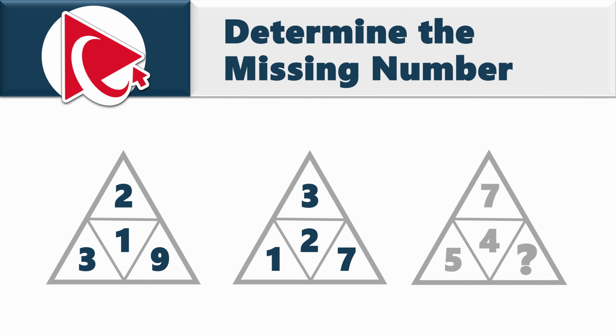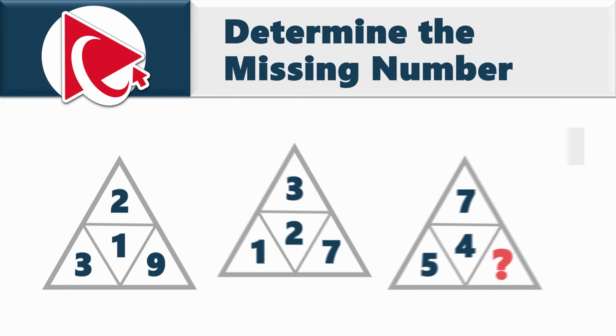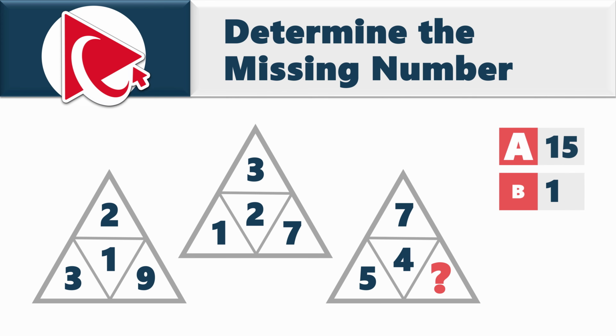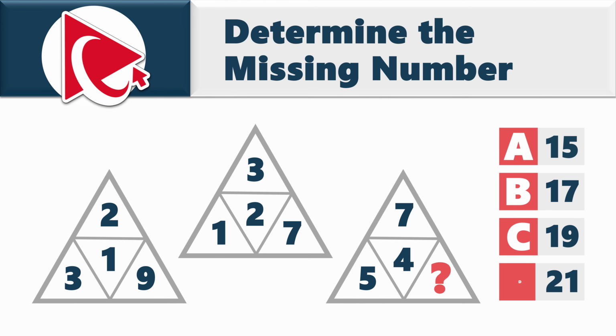And then the third triangle has number 4 in the middle, numbers 7 and 5 on the sides, and in the bottom right corner, it has the missing number, which you need to calculate and select out of 4 possible choices. Choice A, 15. Choice B, 17. Choice C, 19. And last but not least, choice D, 21.